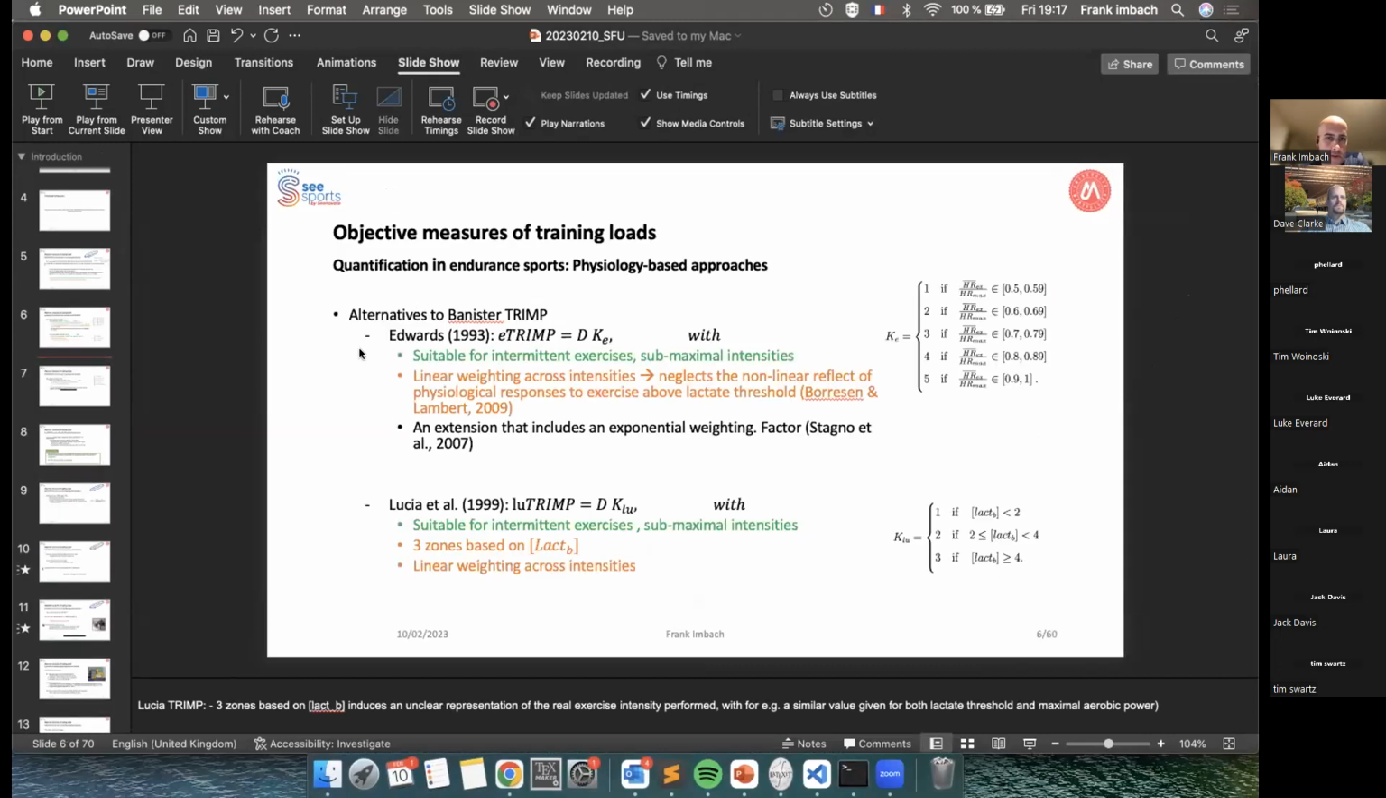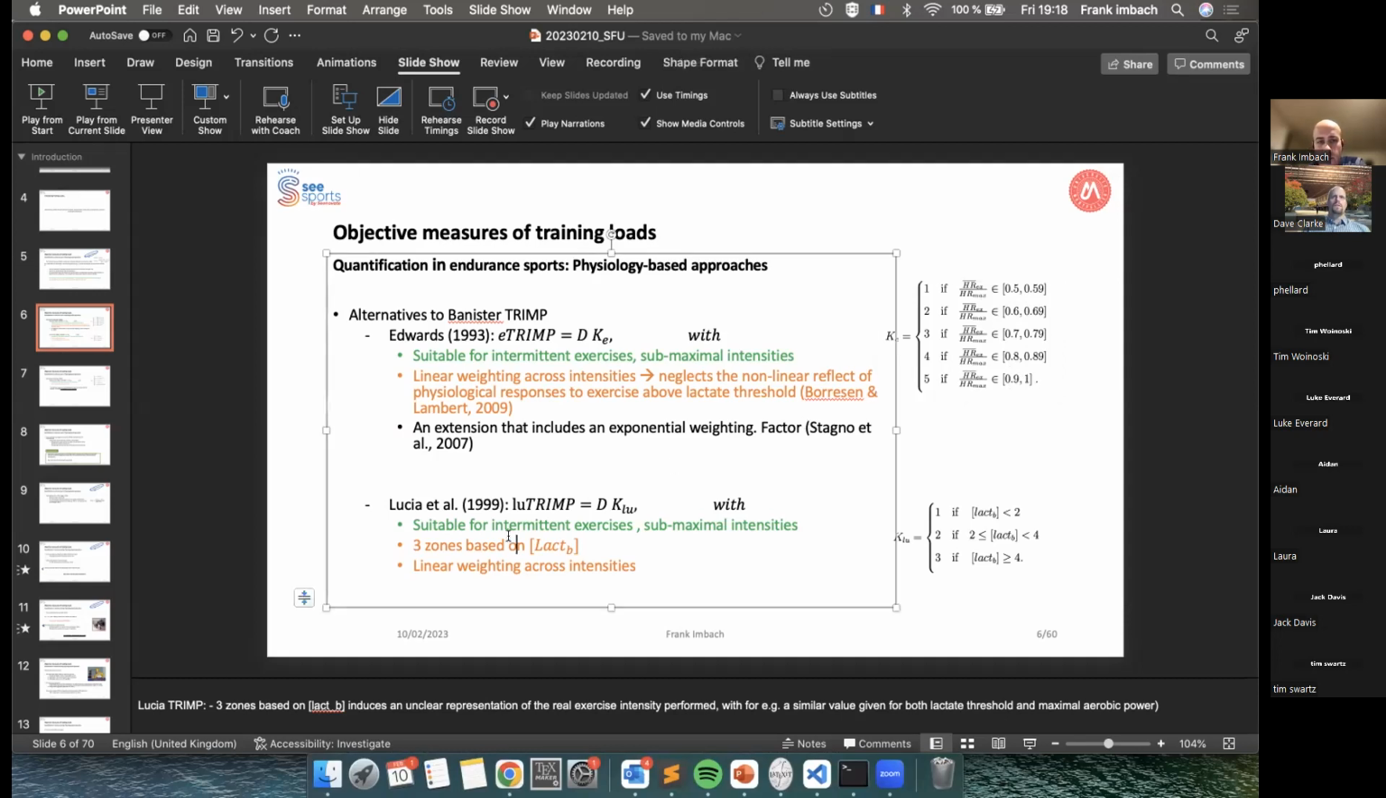So it was an introduction. So we have the Bannister one, which is suitable for maximal and endurance exercise. You mean Edwards, because we have a split approach of intensity on 5 levels. So we can compute the TRIMP for this range of intensity according to heart rate, 0.5 to 0.6 and so on until the maximal one.